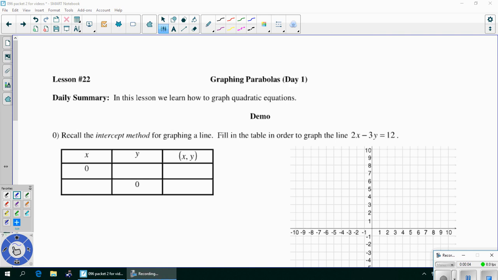Lesson number 22, daily summary. In this lesson, we learned how to graph quadratic equations. So, recall the intercept method for graphing a line. Fill in the table in order to graph the line 2x minus 3y equals 12.